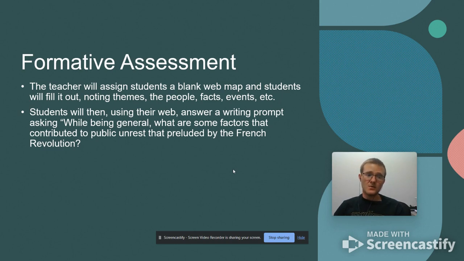And then students will, using their web, answer a writing prompt asking, while being general, what are some factors that contributed to public unrest that preluded the French Revolution? So it's asking what factors led to essentially the French Revolution.